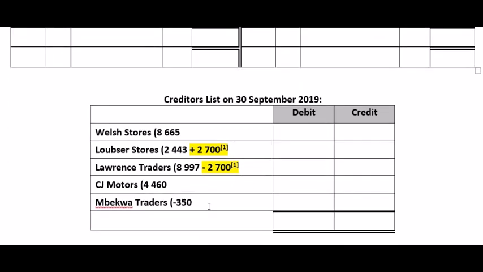In the creditors list, we credited Mbekwa Traders. In other words, we added 350 Rand, and now you will see minus 350 plus 350 will total to 0. So they won't exist in our creditors ledger anymore.